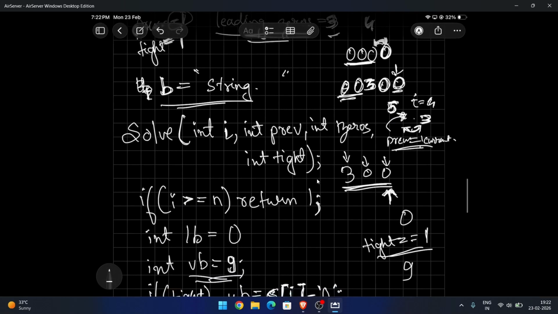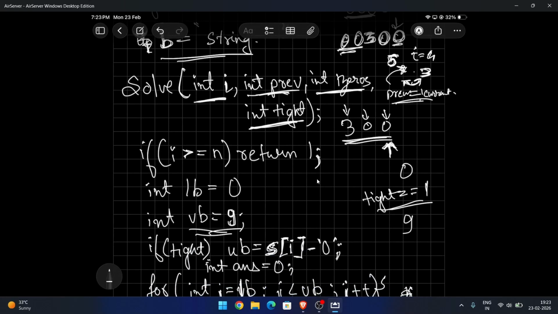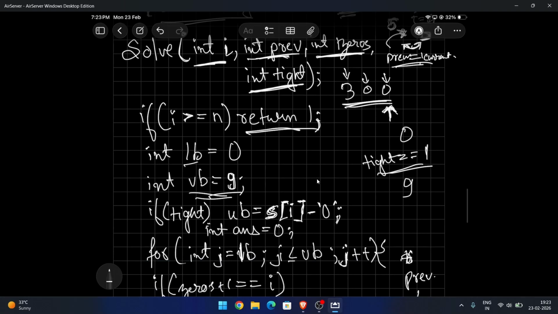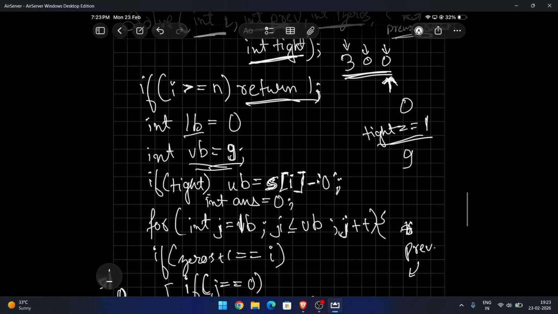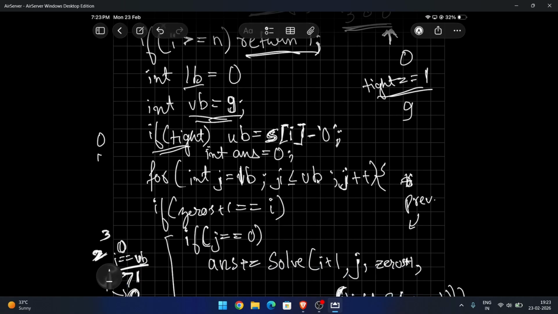So what we did, we have 4 states: the current index we are at, the previous digit, the number of leading zeros, and whether we are tight or relaxed. If we have completed our number, we return 1. Otherwise, we first initialize our lower bound and upper bound to 0 and 9. Now if we are tight, meaning we are not relaxed, we have to look for the greatest number, so we change our upper bound to s of I minus 0. Now we initialize our answer to 0.